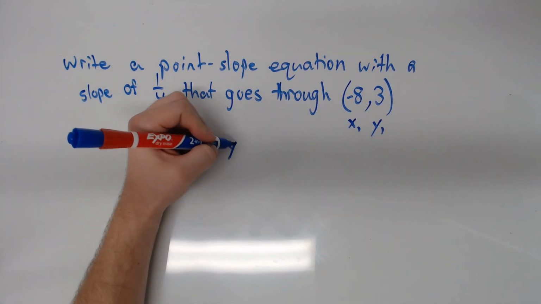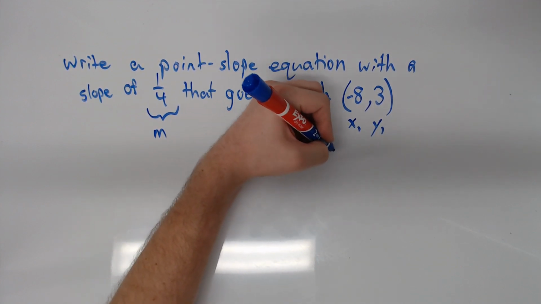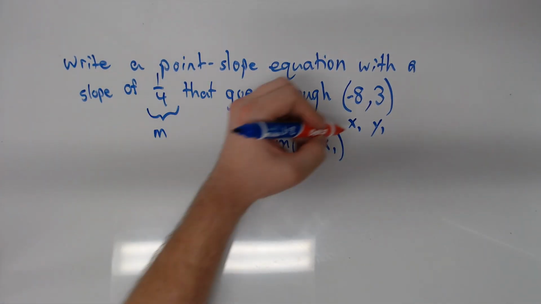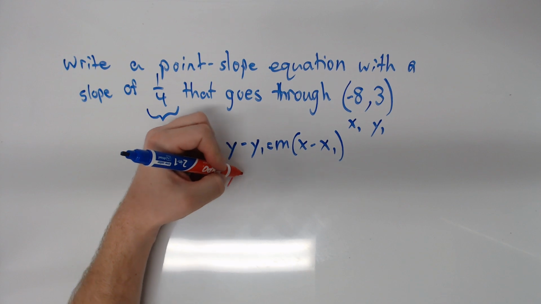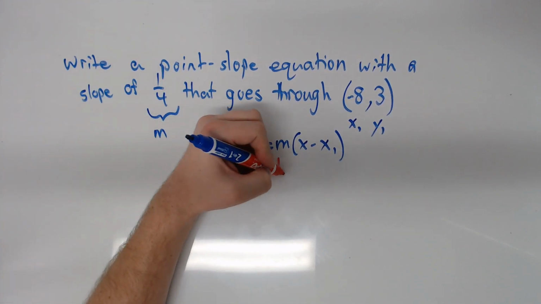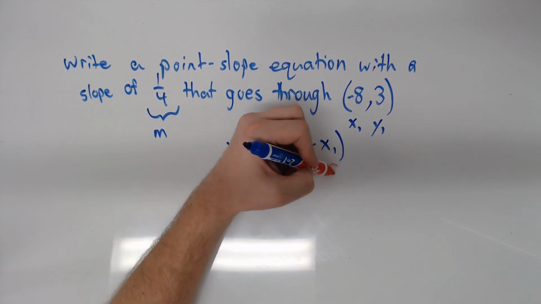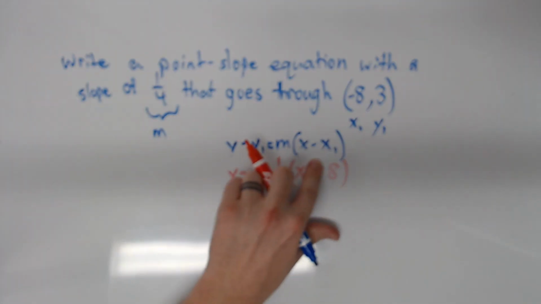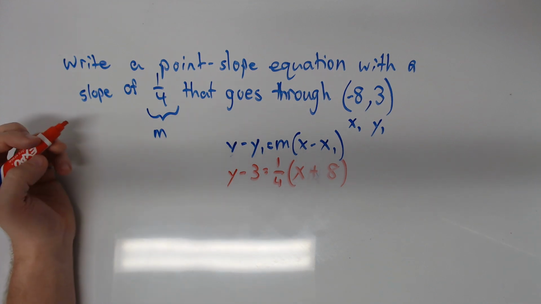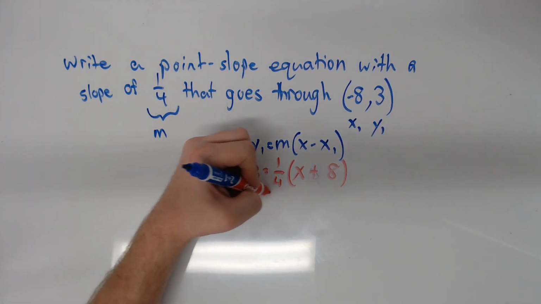Now, we've got this equation we're working with. So let's start filling it in. What does our actual work look like? y1 is 3, so y minus 3 equals m is 1/4. Replace that. X minus x1, well, subtracting -8 is the same as adding 8, so I'm going to change that to addition. All right? That's point slope form. That is our solution.